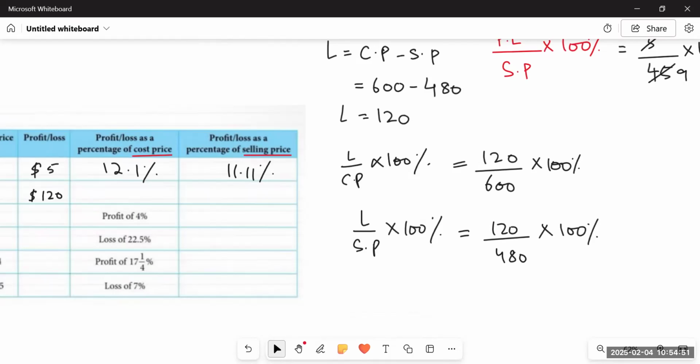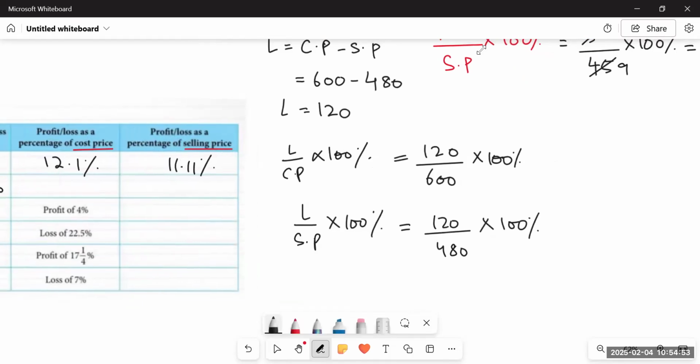Right? So basically, putting the values in the correct position is very important. The 2 zeros will cut the 2 zeros. 6 ones are 6, 6 twos are 12, and we are left with 20. So it means here we have a loss of 20% of cost price.